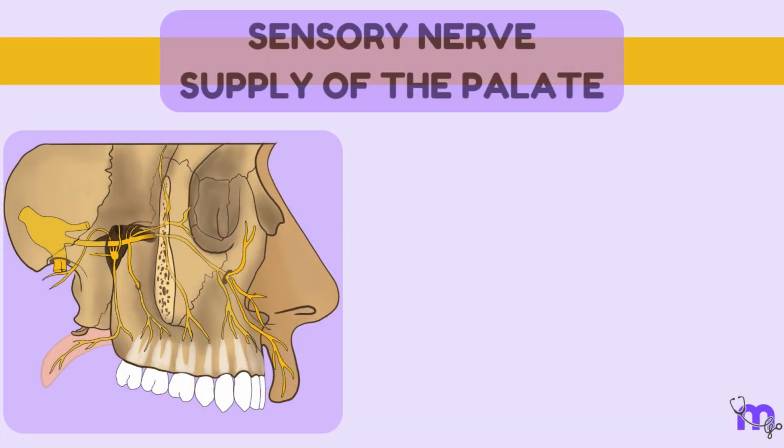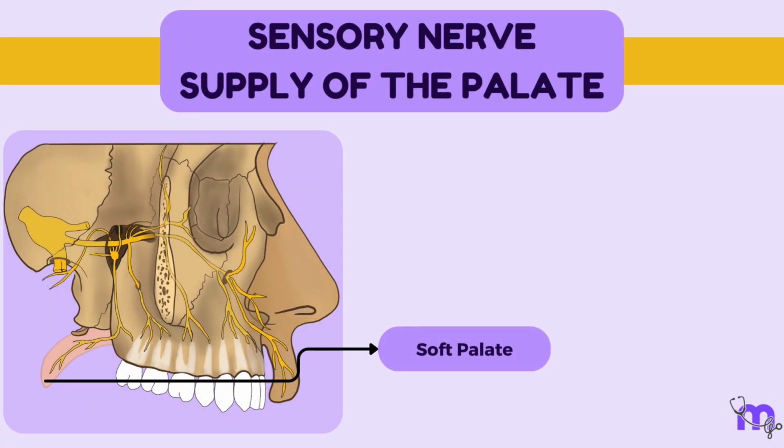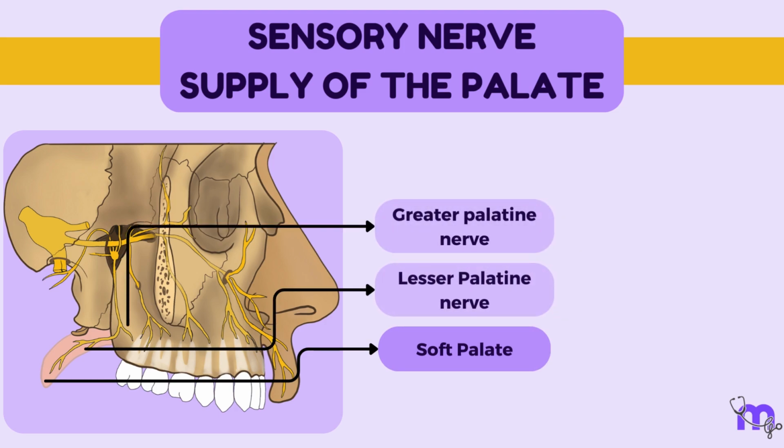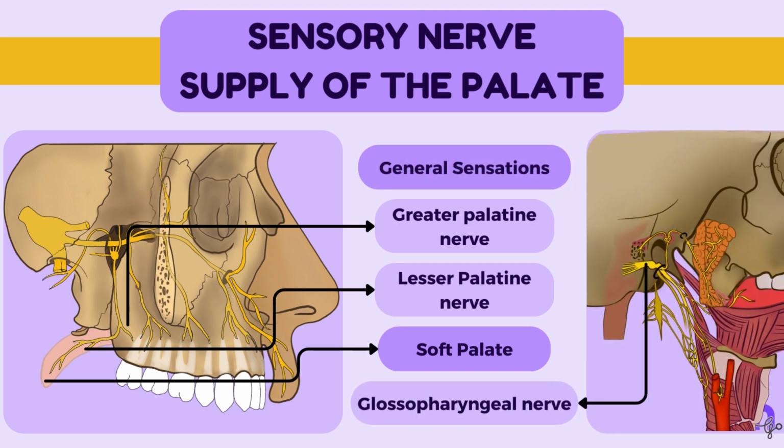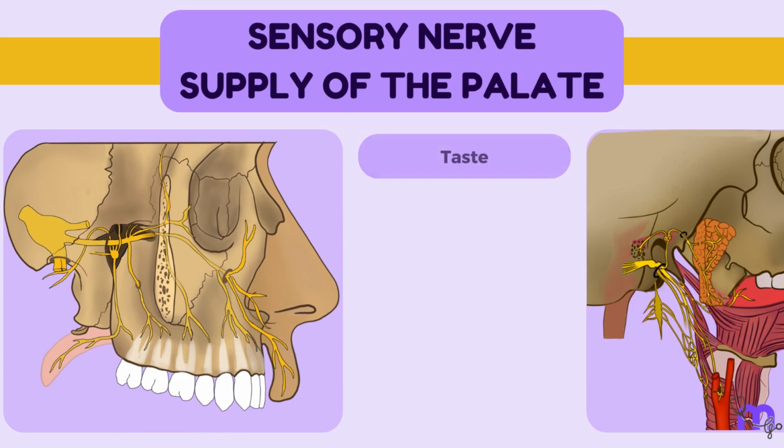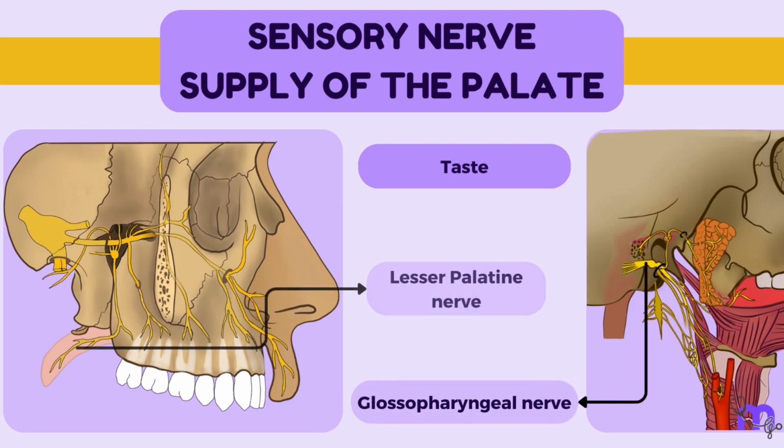Let us understand the sensory supply of the palate. All general sensations from the palate are carried by the greater and lesser palatine nerves and the glossopharyngeal nerves. Special sensations like taste from the oral surfaces of the palate are carried by the glossopharyngeal and lesser palatine nerves.